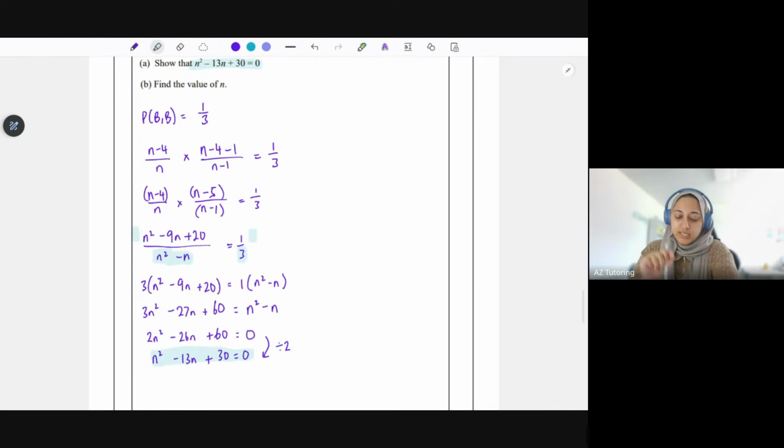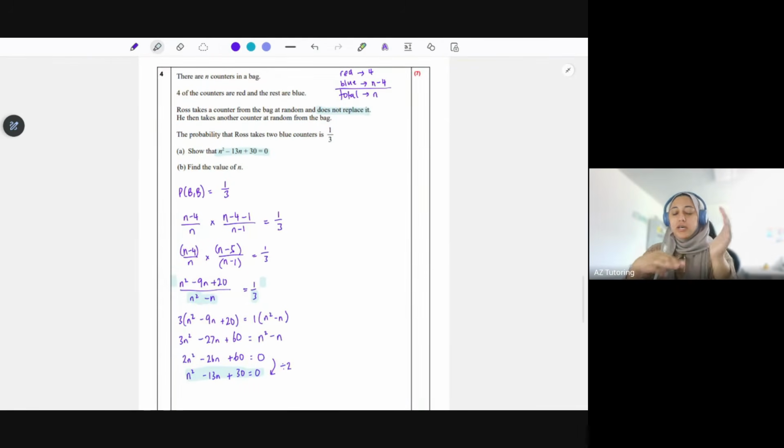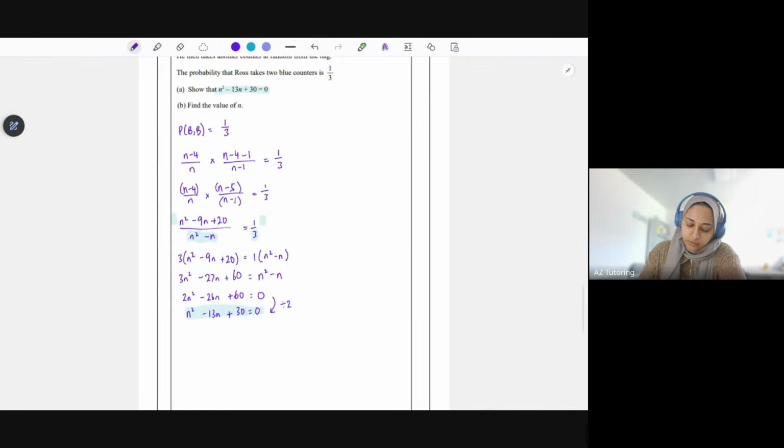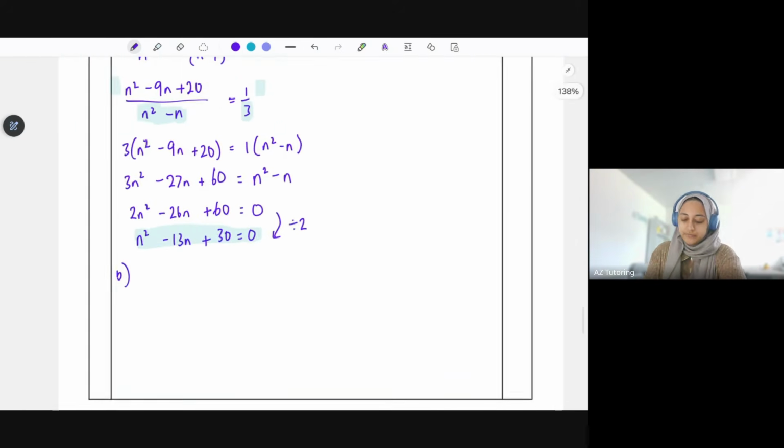The second part says find the value of n. So this question is similar to all the previous ones, but they've broken it down into a part A and a part B. So let's find the value of n. We just need to solve this. So that was part A. Part B, we're finding n.